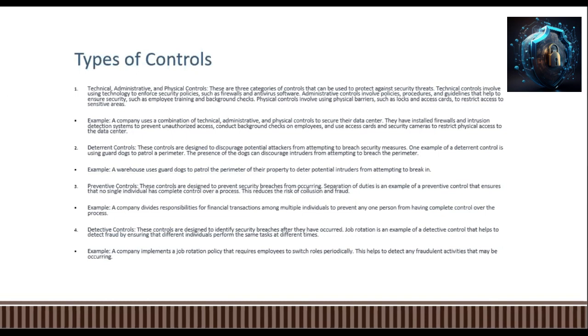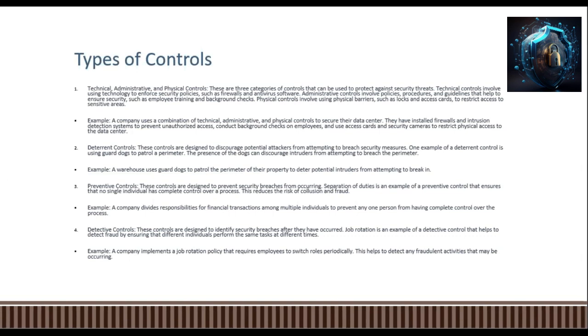Types of controls. Technical, administrative, and physical controls. These are the three types of controls that can be used to protect against security threats. Technical controls involve using technology to enforce security policies, such as firewalls and antivirus software. Administrative controls involve policies, procedures, and guidelines that help to ensure security, such as employee training and background checks. Physical controls involve using physical barriers, such as locks and access cards, to restrict access to sensitive areas.